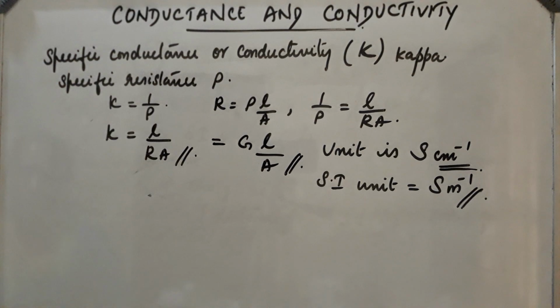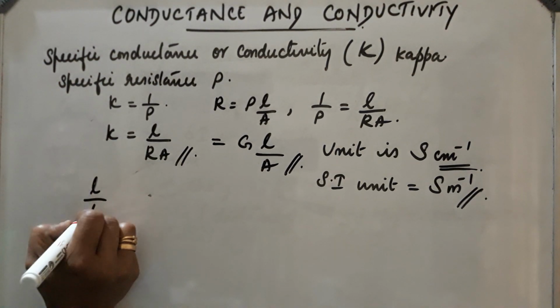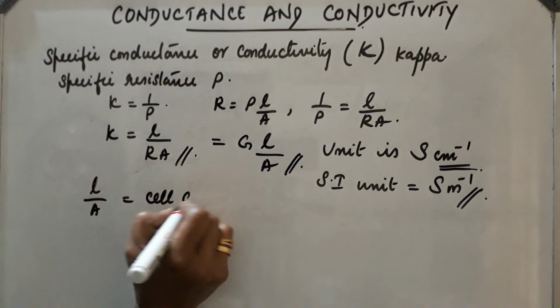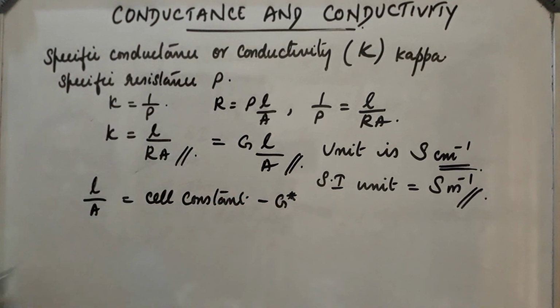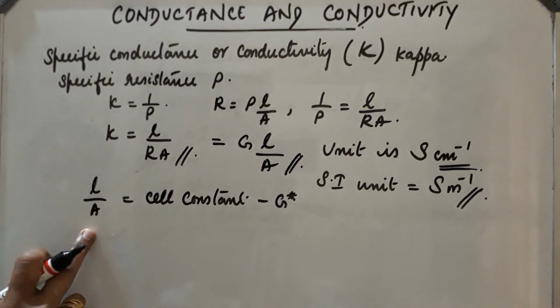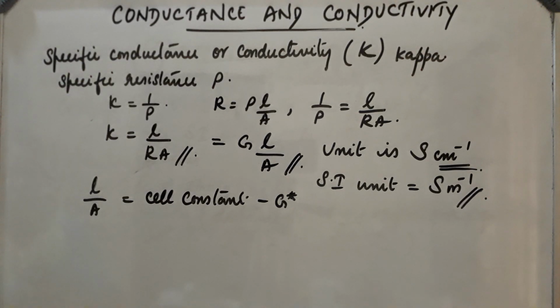Now L by A is called the cell constant, or G star. It is the ratio of the distance between the electrodes, that is L, and the area of cross section of the electrode, A. So L by A is the cell constant.